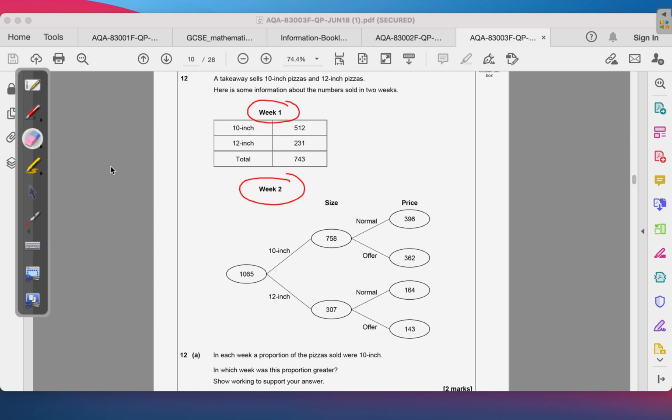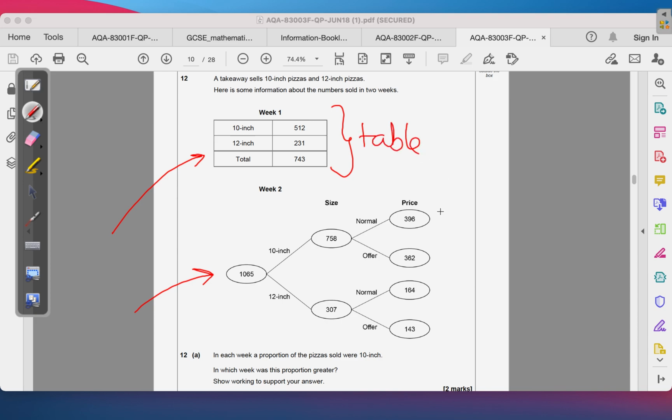Now the purpose of this question, as well as trying to figure out whether you know how to work out proportions, is also to see if you can extract data from different ways of representing data. So we've got a data table here. This is a table, and then we've got a tree, like some kind of tree diagram. So we're supposed to extract the data that we need from each of these diagrams to work out the proportion of 10-inch pizzas sold.